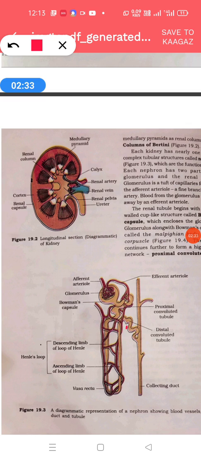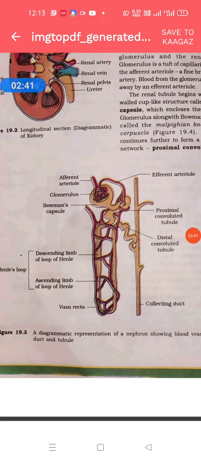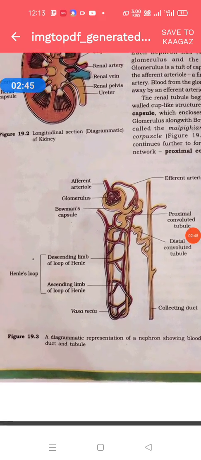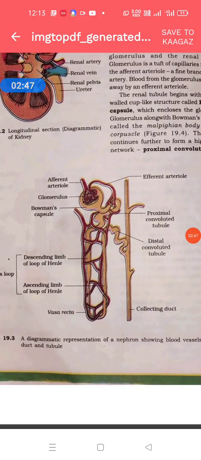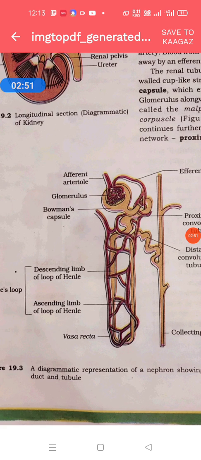Microscopic structure of the nephron. Kidneys are made up of uriniferous tubules, or nephrons, and 1 to 1.2 million nephrons are present in each human kidney. The nephron consists of two parts. The first part is the Malpighian body and the second part is the renal tubule. The Malpighian body consists of the glomerulus, a network of capillaries, and a cup-shaped structure, the Bowman's capsule. This is the Bowman's capsule.